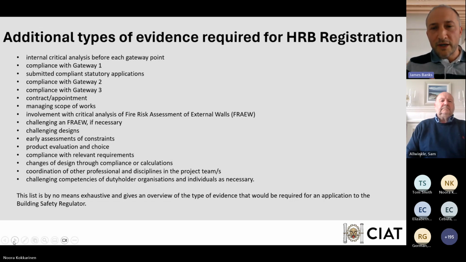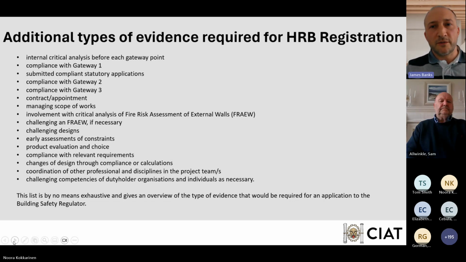But again, these should be bullet points that resonate with you, that are easy for you to digest and consider how and what you could provide to demonstrate competence for registration. And again, we're not saying this is a definitive list of anything you could put in. It's just to set off light bulbs or give you a signpost of what types of evidence you need to provide. Moreover, these slides or this presentation or webinar will be published on the Building Safety Hub in due course. So if you could move on to the next slide, please, Nora.